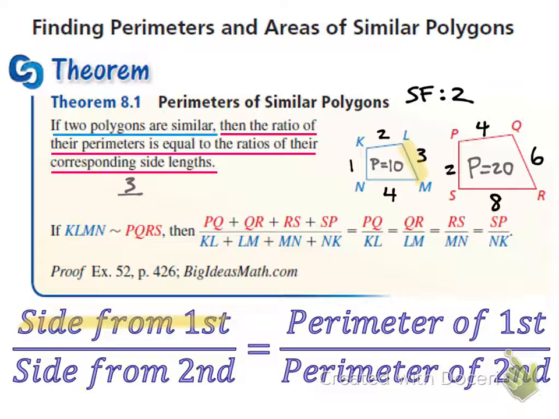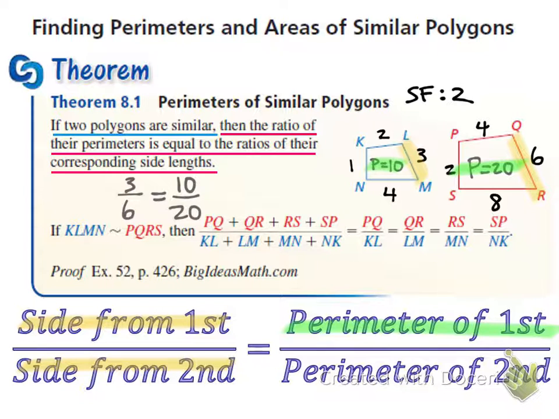first. What is the corresponding side? It has to be the corresponding side from the second shape. 6. It is saying that these two sides, the ratio of them, is equal to the ratio of the perimeters. What is the perimeter of the first? 10, over the perimeter of the second, which is 20.